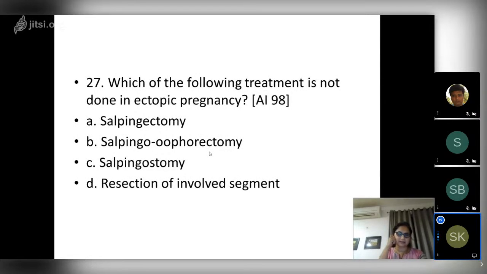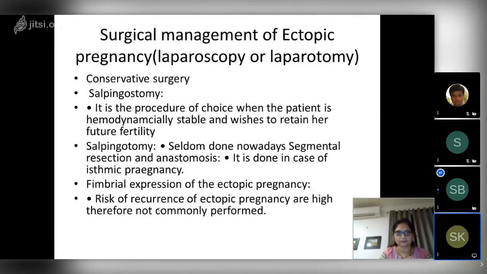Only in such conditions we go for salpingo-oophorectomy. Otherwise, we do not. So the answer for this question is salpingo-oophorectomy, which is not done in ectopic pregnancy most commonly, whereas the other three surgeries are commonly done: salpingectomy, salpingostomy, and resection of the involved segment. Okay, clear to all of you? Yes, ma'am.